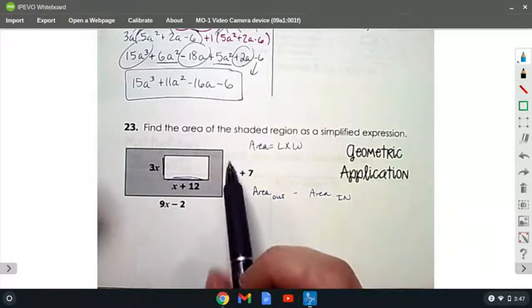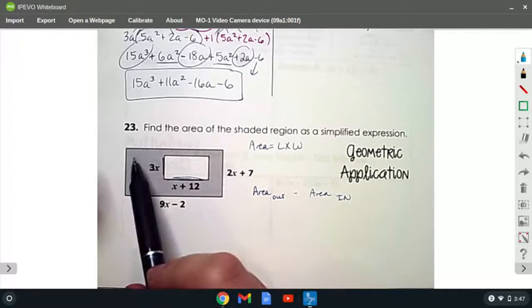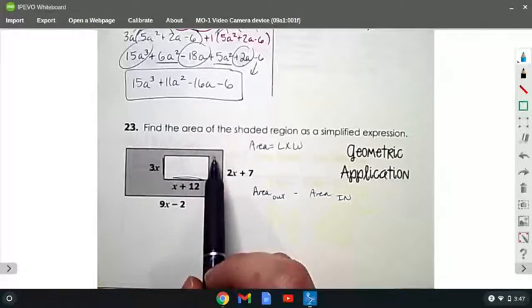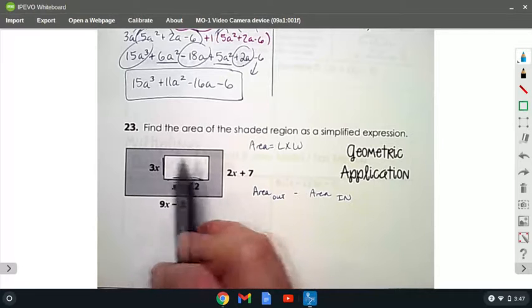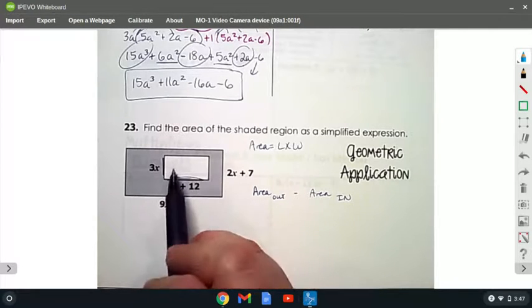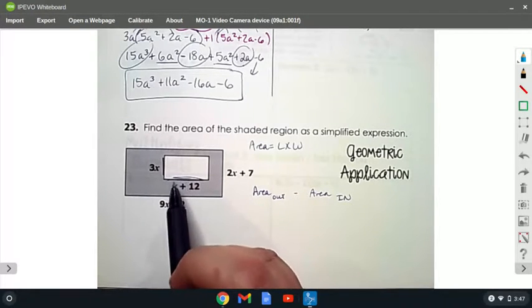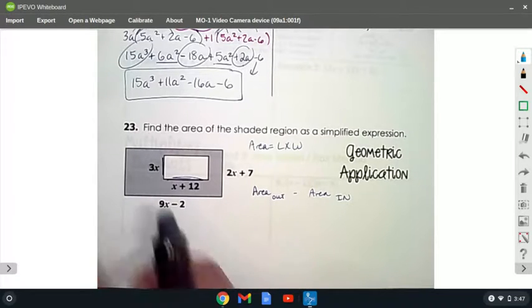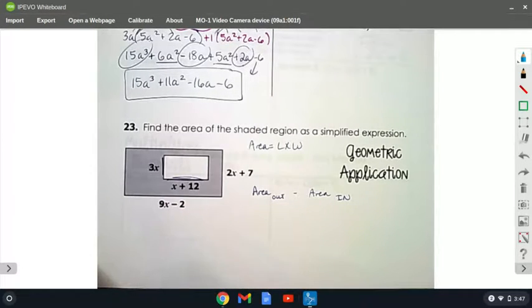And so that really means the area of the big rectangle minus the area of the small rectangle inside. So essentially, like I said last week, it's like a piece of paper. I'm cutting out a portion of that area, so I've got to take it away. Okay.